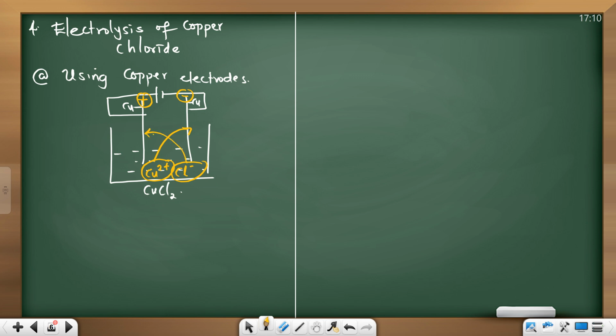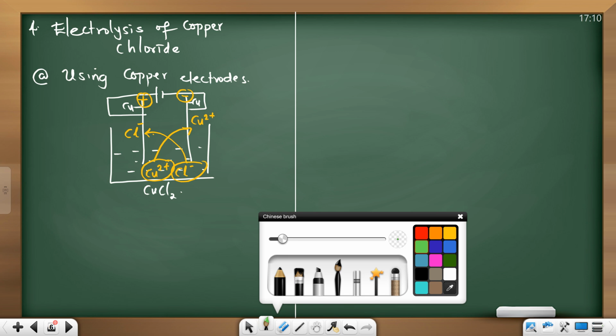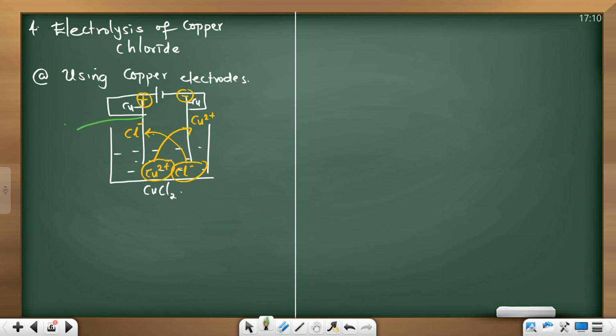Are we together? So what do I have here? I'm going to have Cl minus. And what do I have here? I'm going to have Cu2 plus. Is that okay? By the way, this is my anode. And this is my cathode. What am I expecting at the anode?